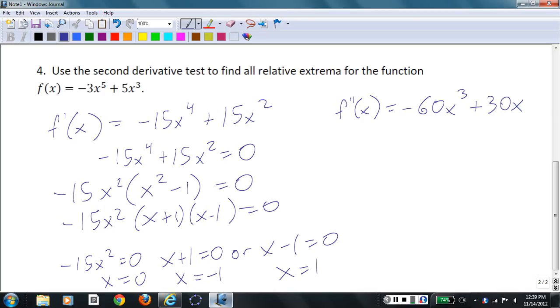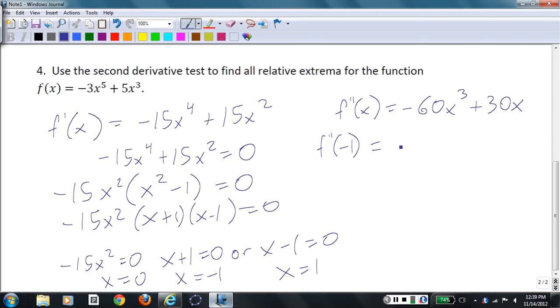We evaluate the second derivative at each of the first order critical numbers, looking to see, is it a relative maximum, relative minimum, or is it one of those cases where the test is inconclusive? That can happen. F double prime of 0. Should have saved that one for last probably. F double prime of 0. No, I'll tell you what, I'm going to save it for last, sorry. Let's do f double prime of negative 1.